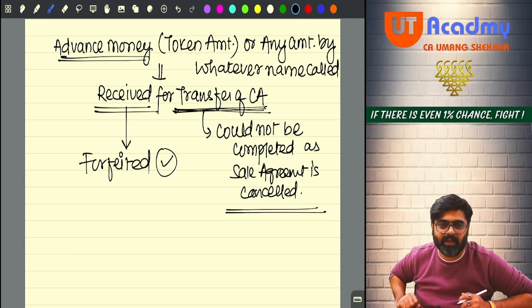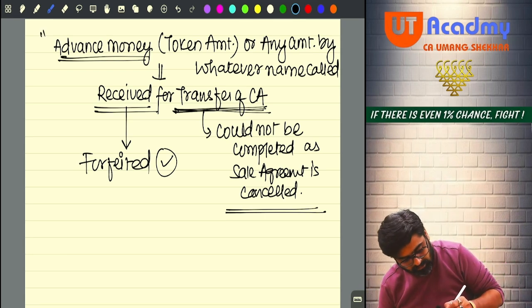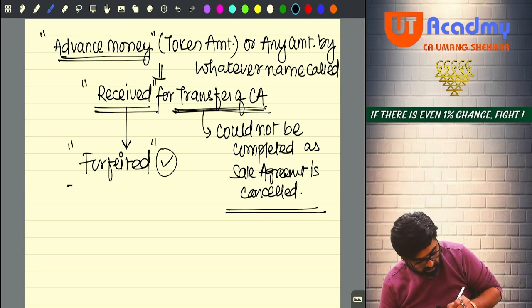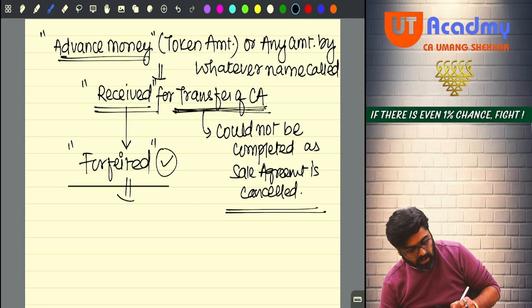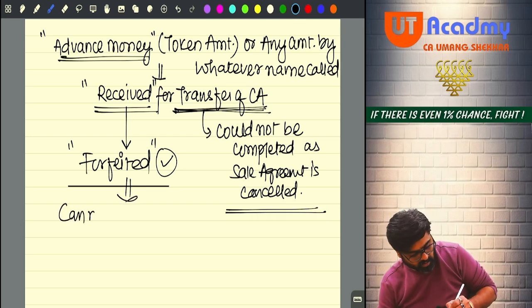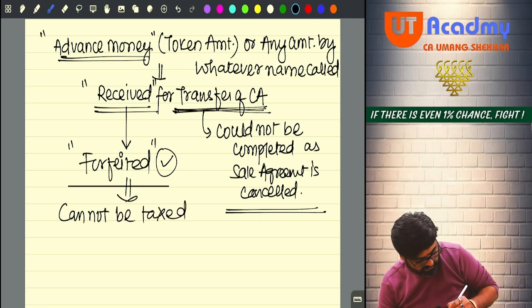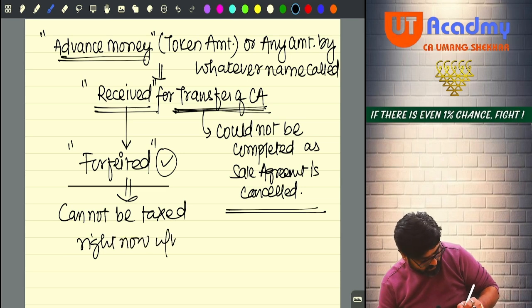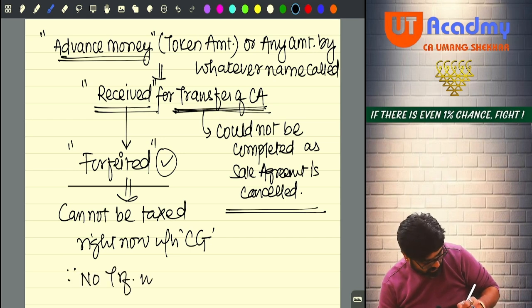But don't worry, the amount of advance money which you have received and forfeited cannot be taxed right now under the head capital gains, since no transfer was made. Yes or no?